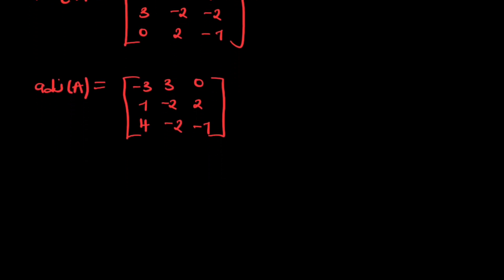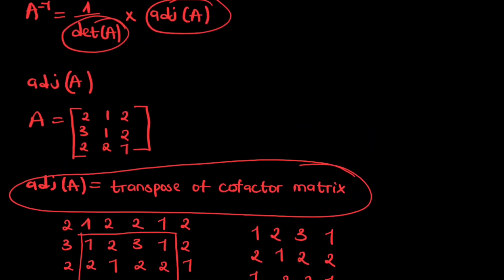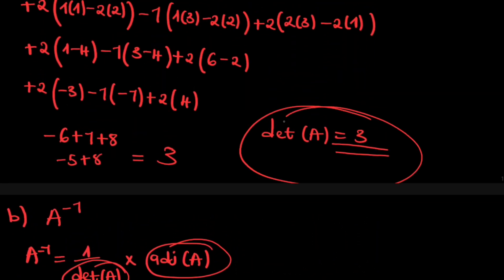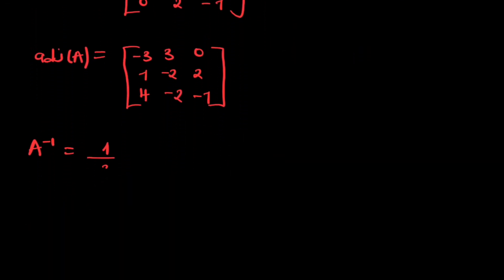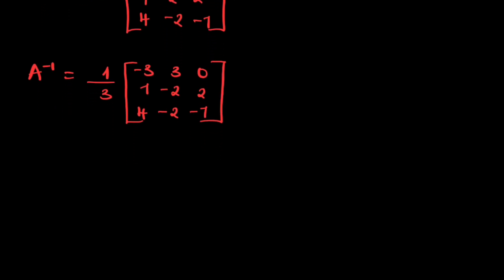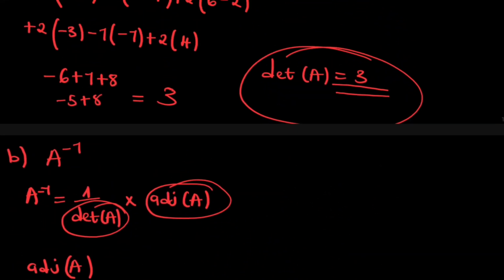Now we go back to the question: find the inverse. So A inverse is 1 on the determinant, which was 3. The determinant was 3, so write it down: 1 on 3 times the adjoint, which is this. Now that is the inverse, but that is not all for the question. The question did not end there.